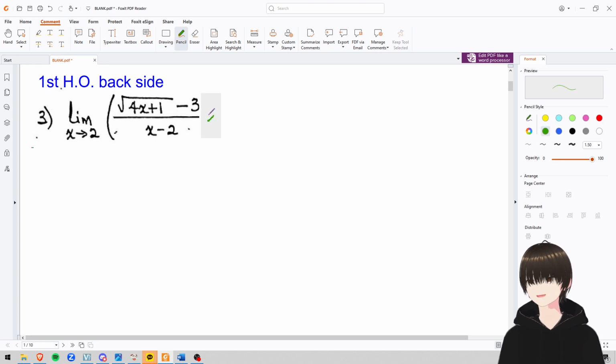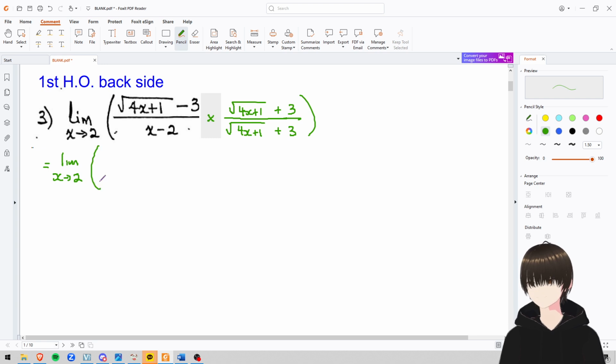Here we go. I'm going to multiply this with the conjugate of the root so that I can effectively remove the root. Okay, it's a really good strategy. So here we go. Limit as x approaches 2. Let's see. A root times a root is whatever is on the inside. The root is multiplied with +3.